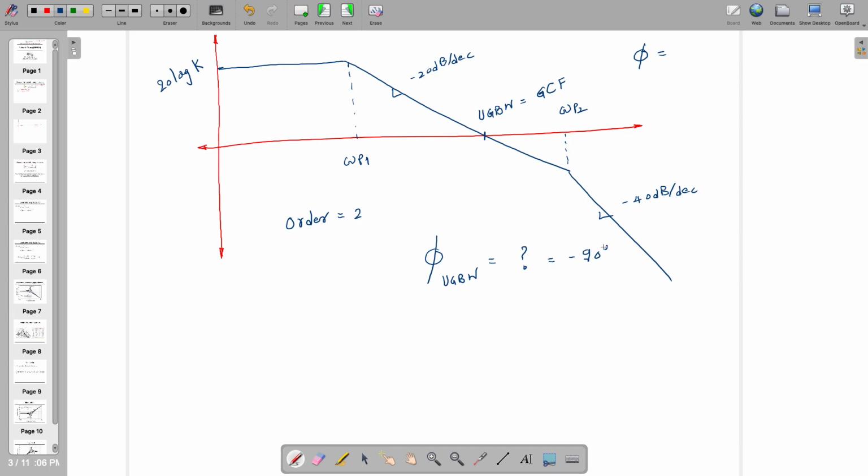The reason is every pole is going to contribute from 0 to minus 90 degree. So at 0 frequency, you are going to have a phase of 0 degree. At infinity, it's minus 90. And exactly at the pole frequency, it will be minus 45 degree. So the phase margin is equal to 90 degree plus 90 degree, right?